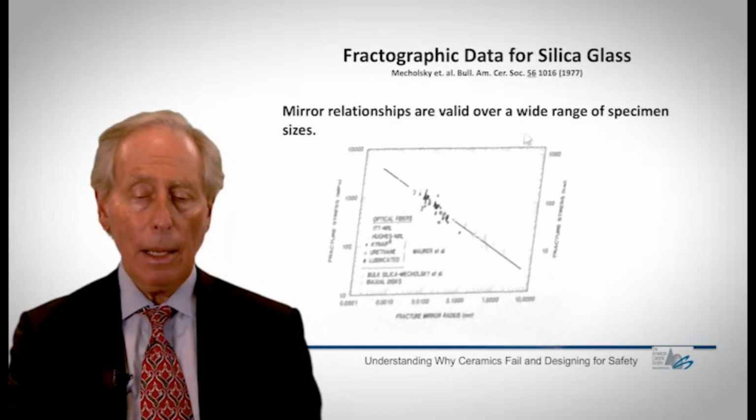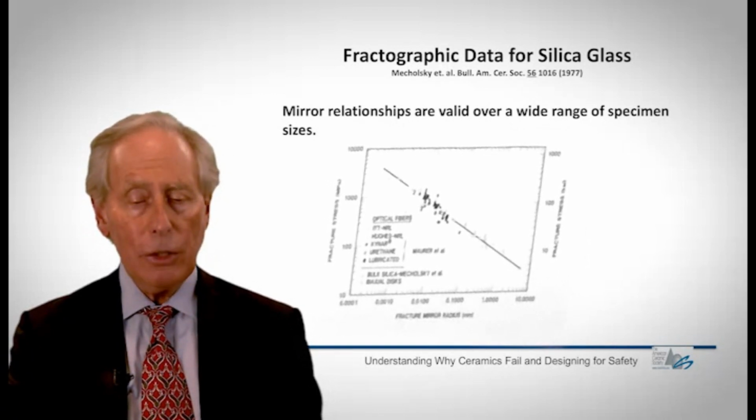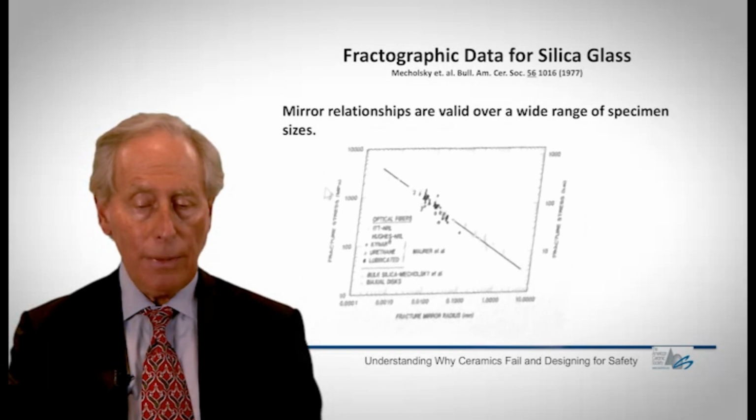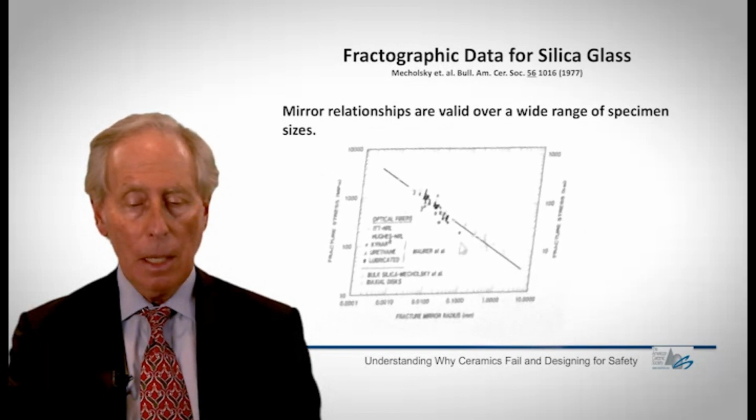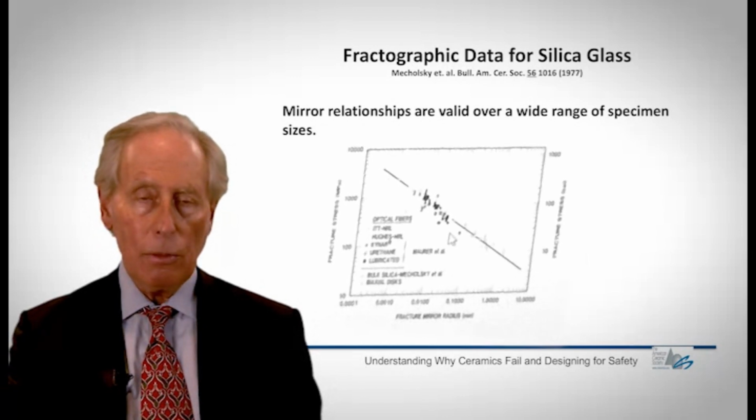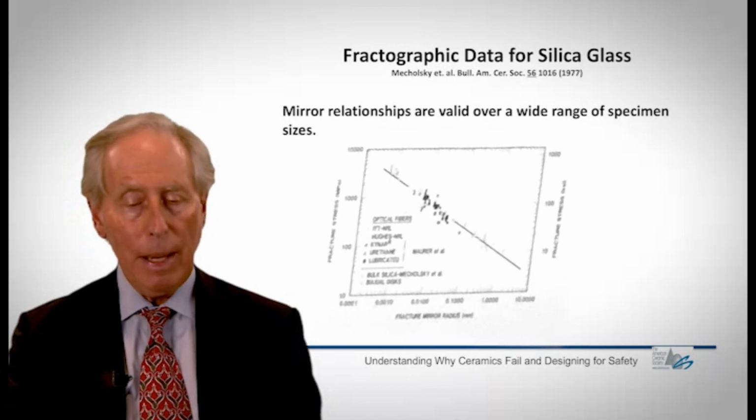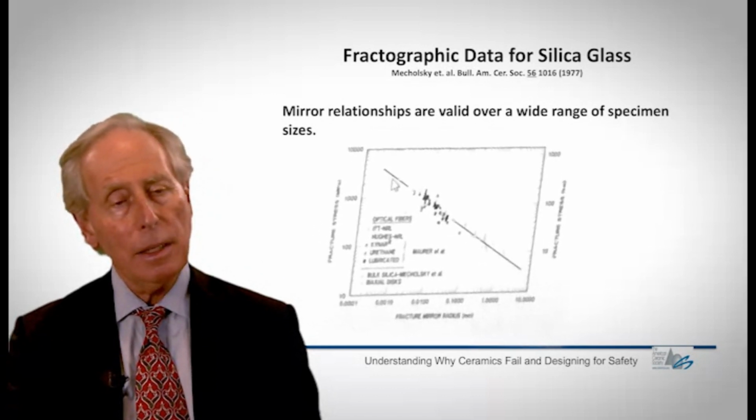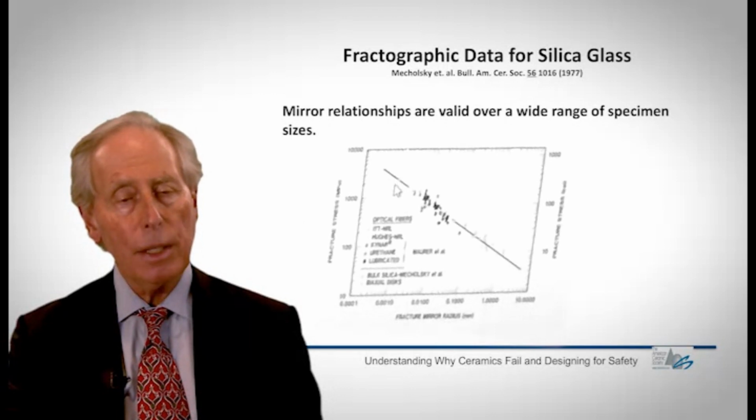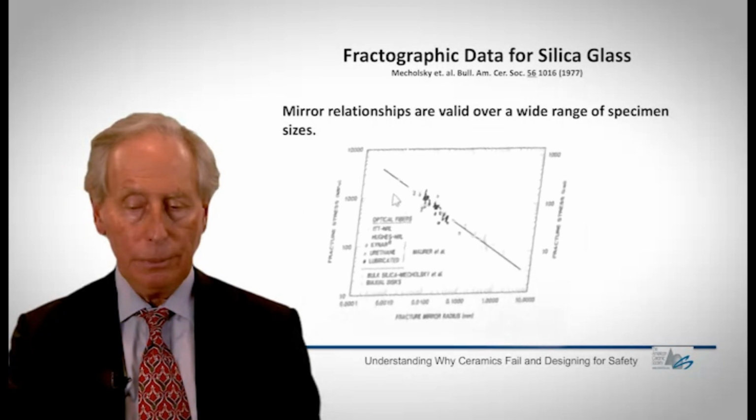I should also point out that here are some examples for silica, but these relationships are valid all the way from glass fibers to macroscopic specimens. So it didn't matter what the size of the specimen was, the mirror constant for that material is constant over a wide range of sizes. So it really is more or less a material constant, which makes it particularly useful. So the size of the component, if I can find the mirror boundaries, gives me a lot of information about the fracture behavior of the material.